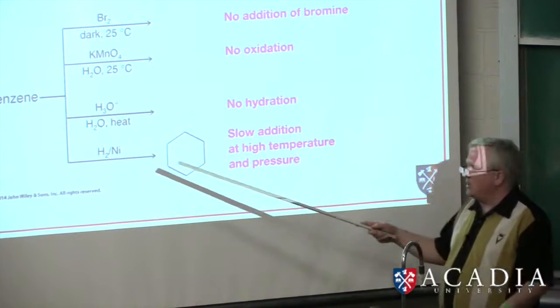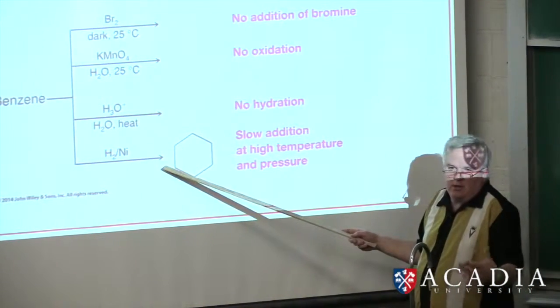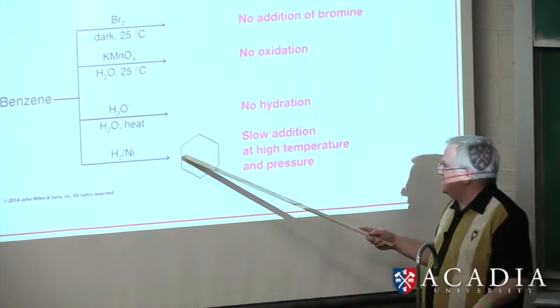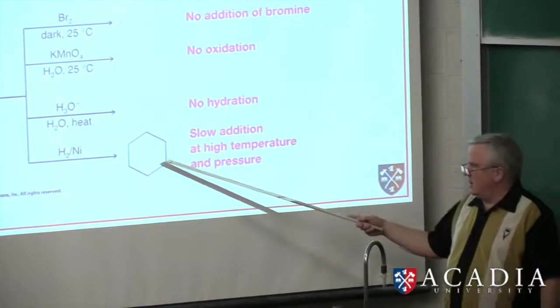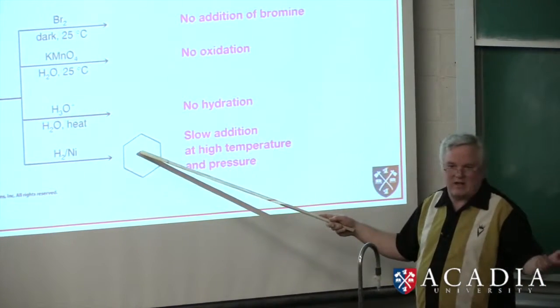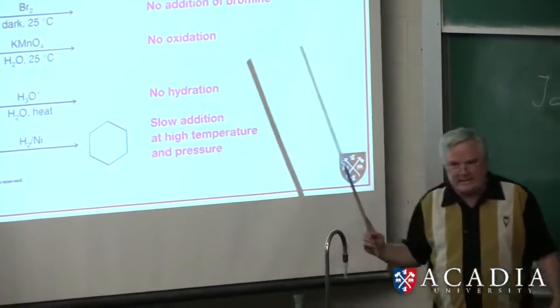We can hydrogenate benzene, but we have to do it under much more extreme conditions. We have to do it at high temperature and pressure. Under the same conditions, a regular alkene would be hydrogenated quite easily.